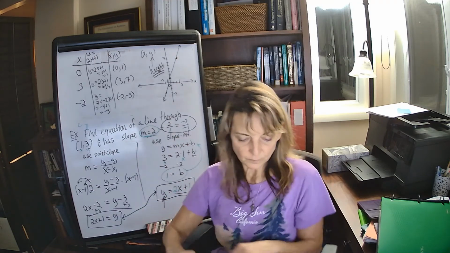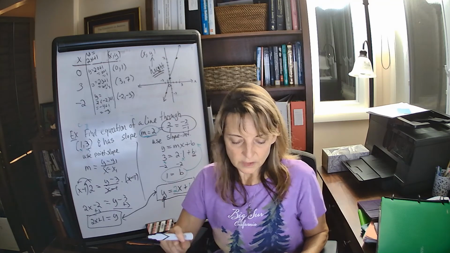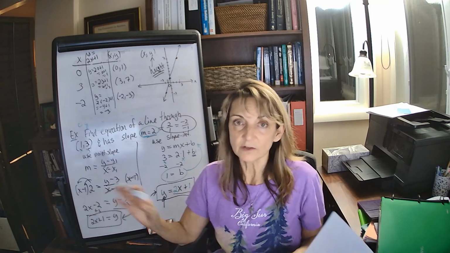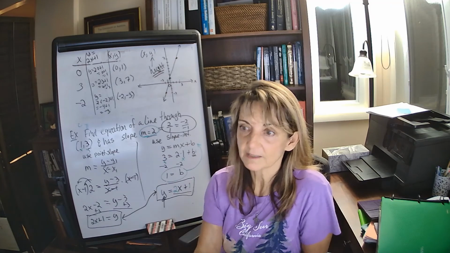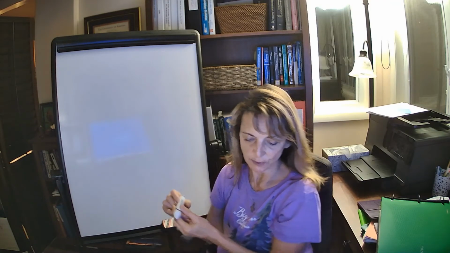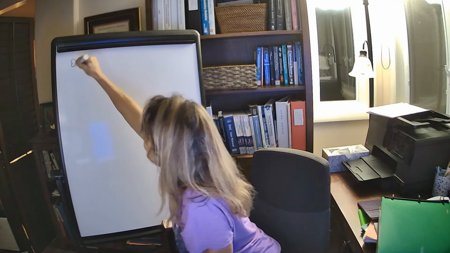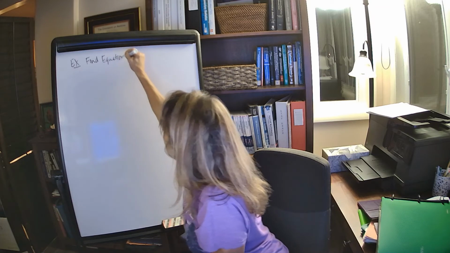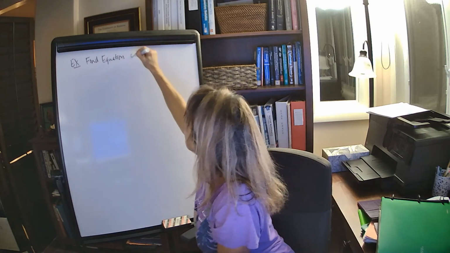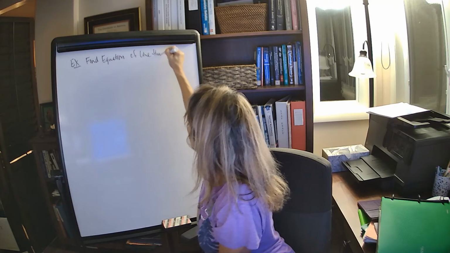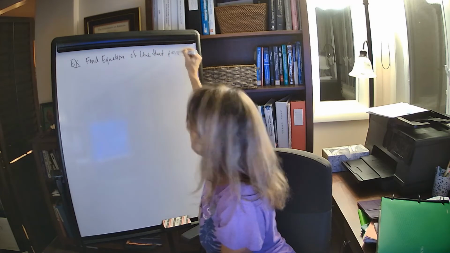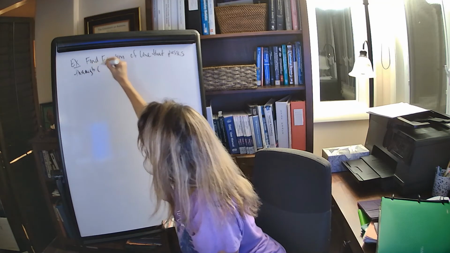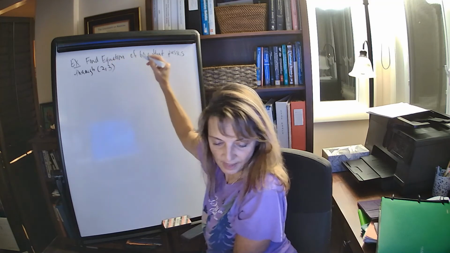Okay. So I just want to talk about a couple more types of equations, the horizontal and the vertical ones. So let me clear my board and I'll get back to it. Okay, so for this next example, we want to find the equation of the line that passes through the point 2, 3 and has slope 0.